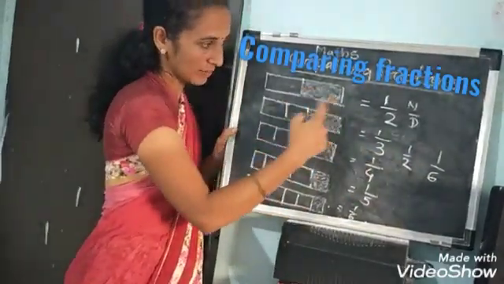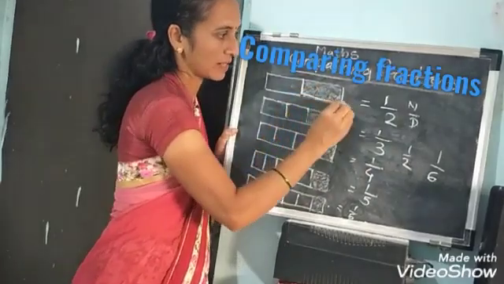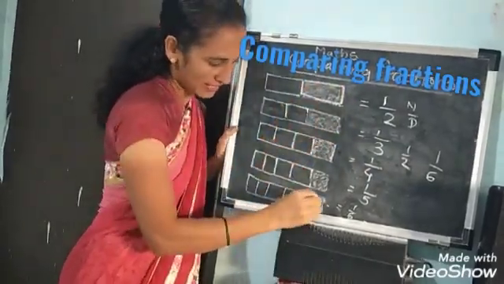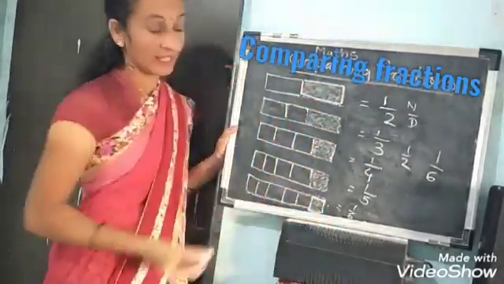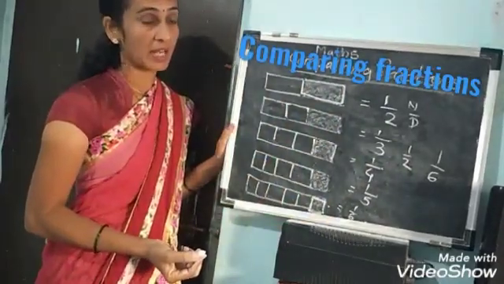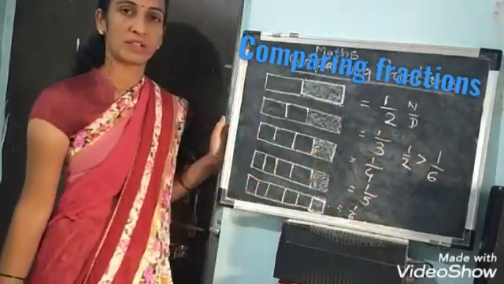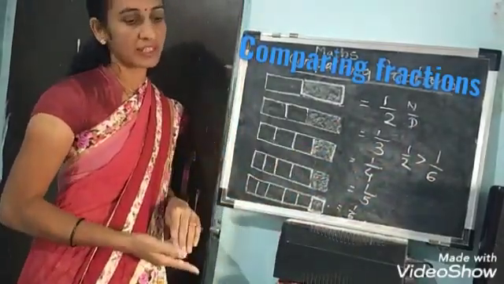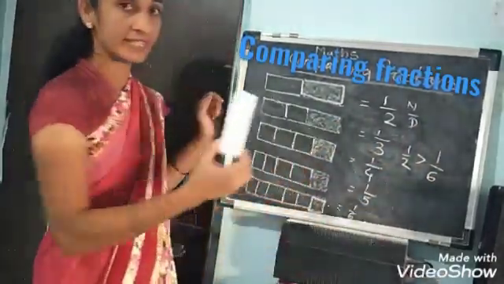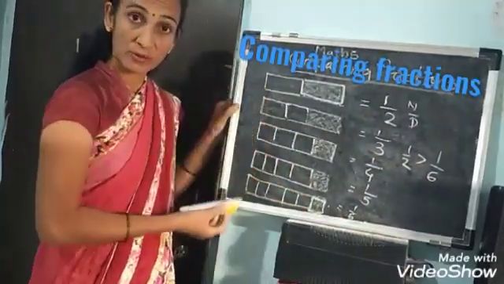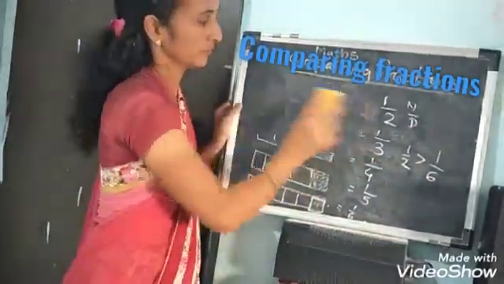You can see the shaded part. 1 upon 2 means this part, and 1 upon 6 means this part. Then which shaded part is bigger? Of course, this one. So you can use this symbol. Got it? We will solve examples by using this knowledge. You have to keep this in mind.